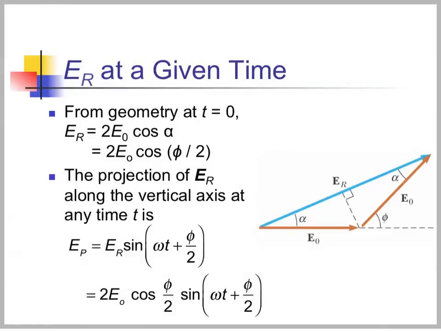Now from geometry at t equals 0, ER is equal to 2 E naught cosine alpha, which is 2 E naught cosine phi over 2. The projection of ER along the vertical axis at any time t is given by this equation, which is 2 E naught cosine phi over 2 sine omega t plus phi over 2.